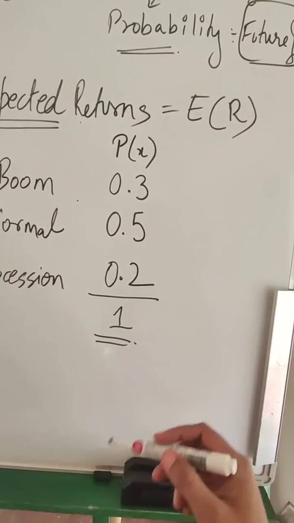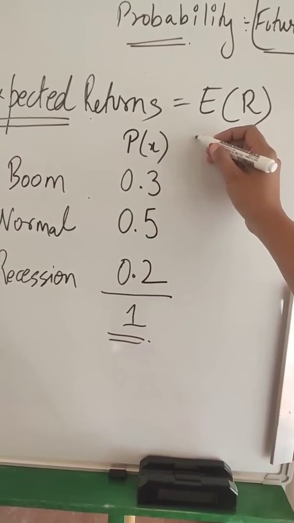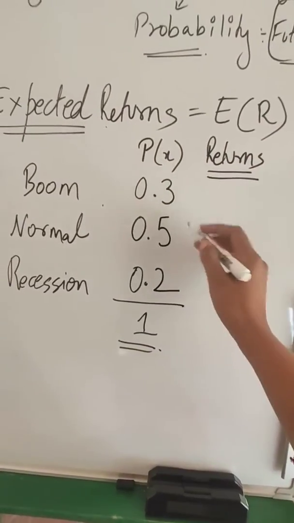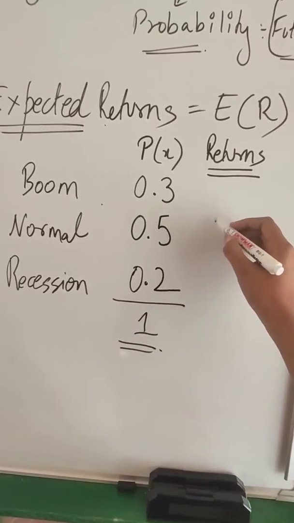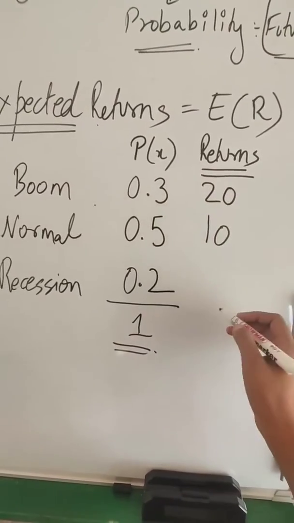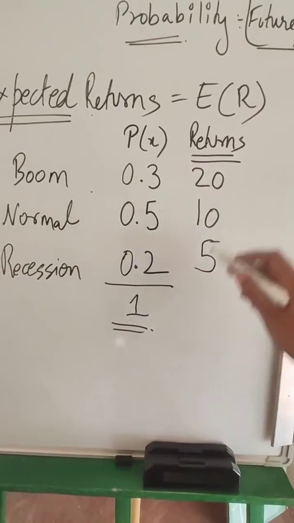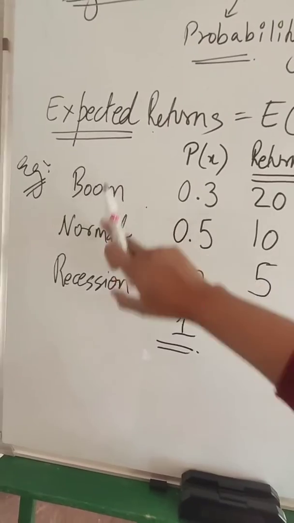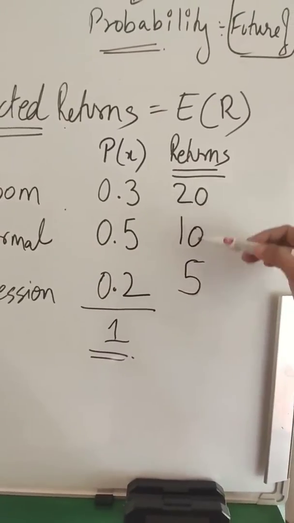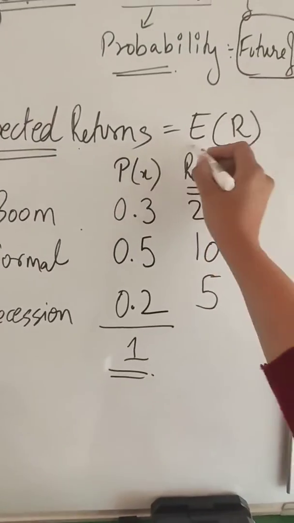Now if, for example, I also have the returns associated with it. Say for example, if it is a normal scenario, then my return would be 10. If it is a boom scenario, my return would be 20, and if it is recession, meaning less, it could be 5. Now this all is my calculation. I think that it could be boom, it could be normal, or it could be recession. The probabilities are also defined by me, and this return is my expectation. Fine. Now how will I calculate the expected return?